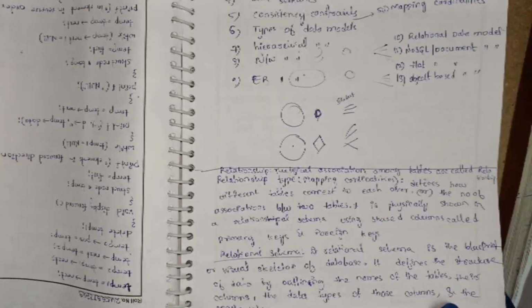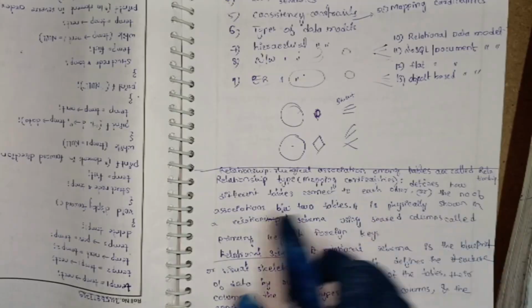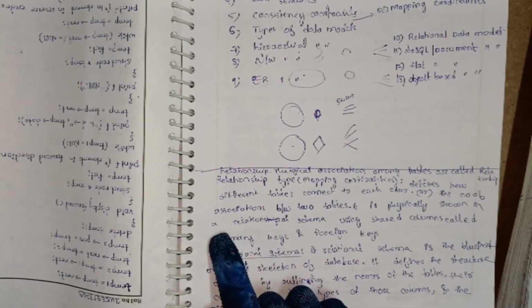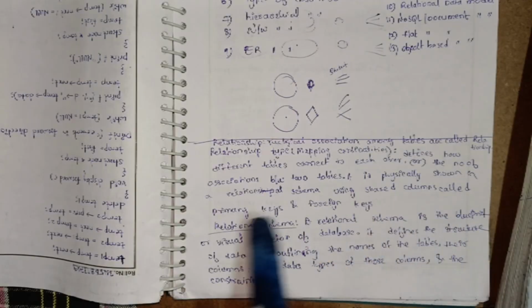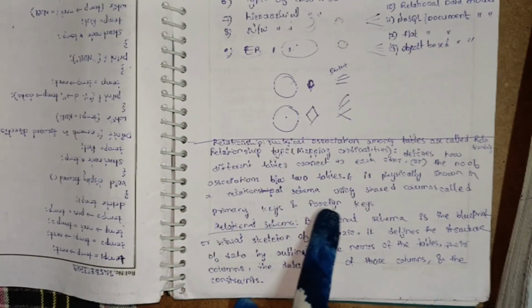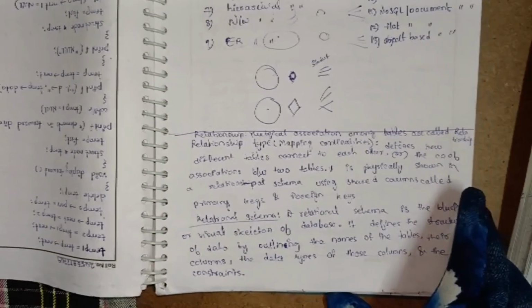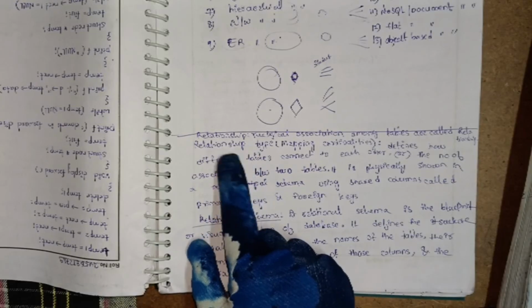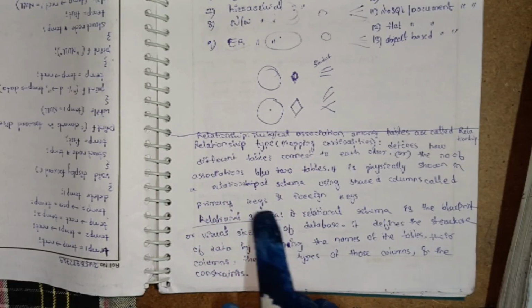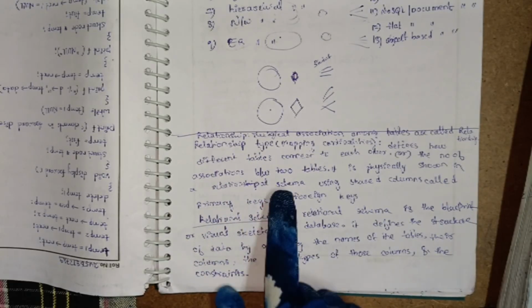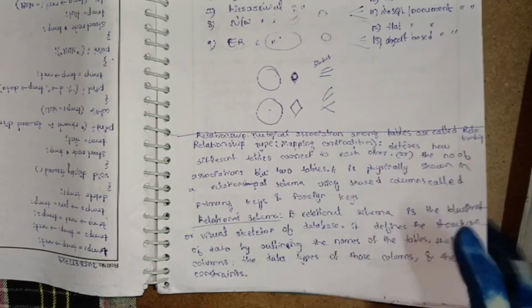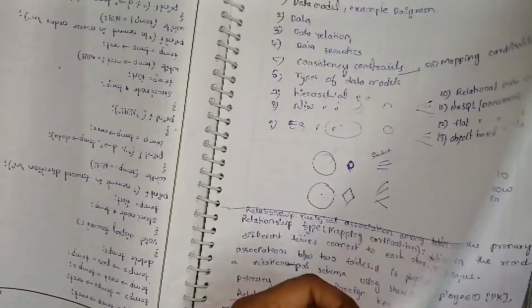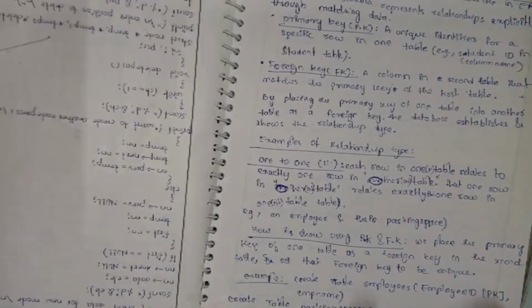It is physically shown in a relational schema using shared columns called primary keys and foreign keys. These relationships will be shown in the relational schema using the primary keys and foreign keys. So how they are related, we will see now.